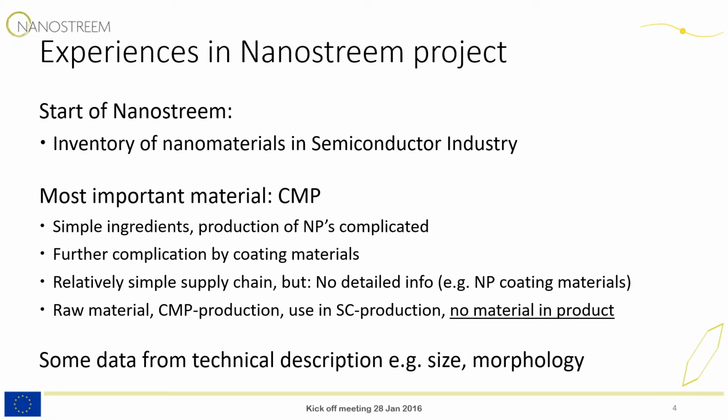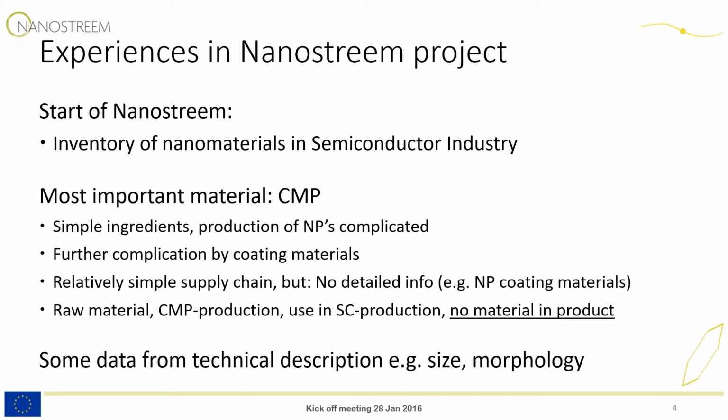So what were the experiences in the NanoStreeM project when looking at this communication of risks along the supply chain? Well, as I said, especially at the start of NanoStreeM, in work package 1, the first step was to make an inventory of nanomaterials in the semiconductor industry. As you already heard several times, the CMP materials are the most heavily used materials in the semiconductor industry.